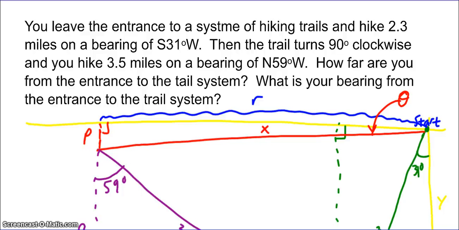Okay, so this one is definitely the most amount of work and the most complicated diagram as well. So you leave the entrance to a system of hiking trails and hike 2.3 miles on a bearing of south 31 degrees west. Then the trail turns 90 degrees clockwise and you hike 3.5 miles on a bearing of north 59 degrees west. How far are you from the entrance to the trail system? What is your bearing from the entrance to the trail system?